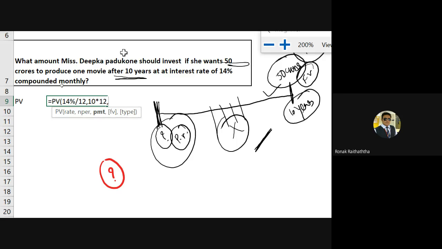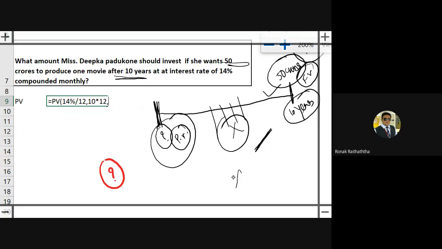PMT. PMT is the amount of installment when you have the annuity. This is not an annuity. It is a single transaction. She wants to know what amount she should invest now in a single slot to get the money of 50 crores after 10 years.